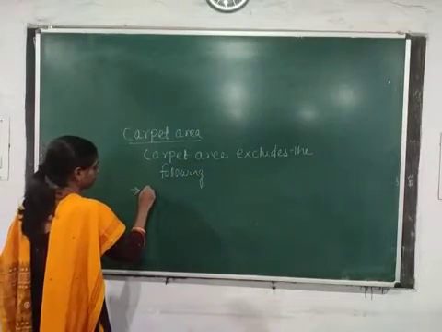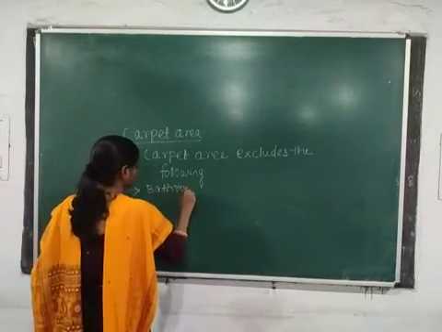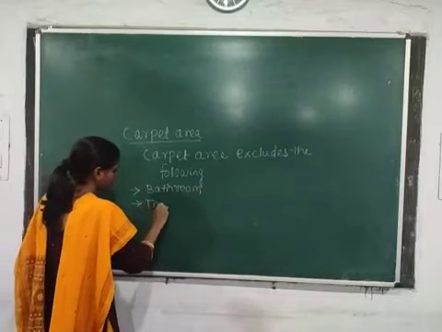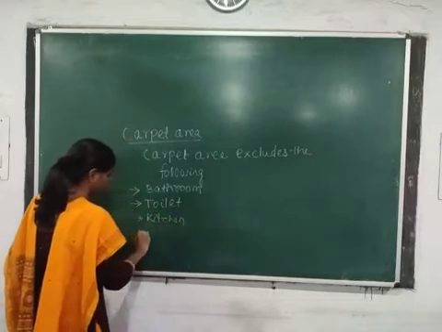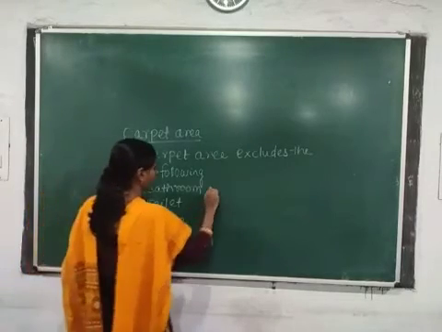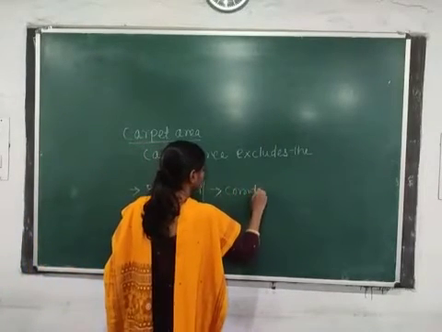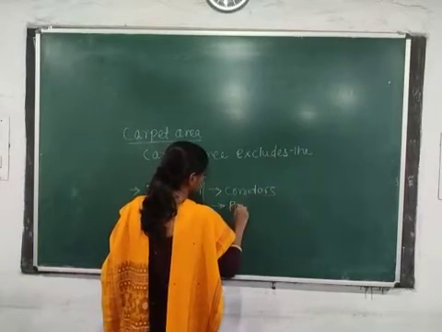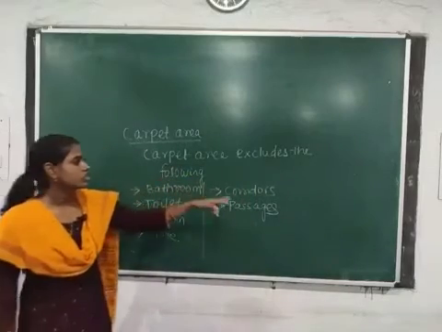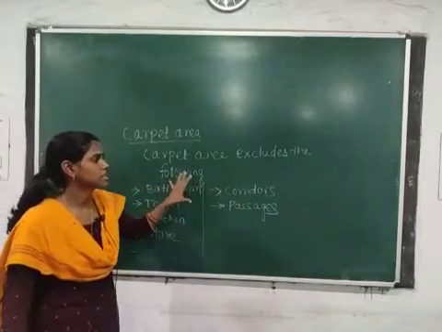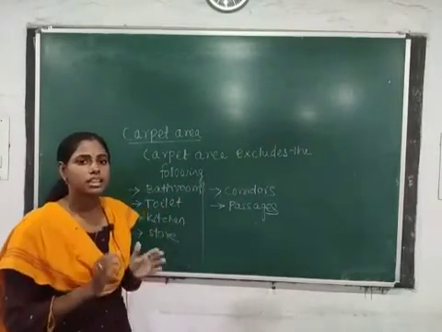First one is sanitary accommodation, means bathroom, toilet, kitchen, store, then your corridors, passages. So, carpet area does not include these areas. So, we can write it as carpet area is equal to plinth area minus circulation area and minus the other unusable areas.